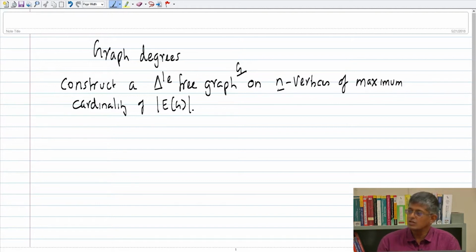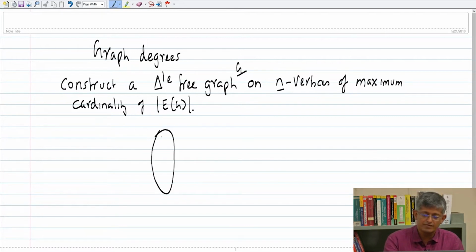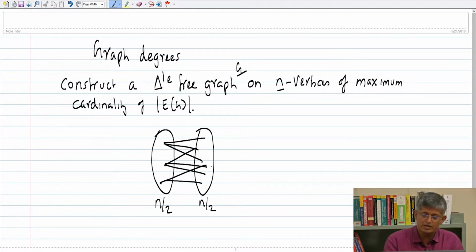So the question is, the goal is to maximize the number of edges, satisfying a certain property. The property is that there should not be any triangles. Somebody comes up and says, look, here is this graph, n is even, I put n by 2 vertices here, and I put n by 2 vertices here, and put all these edges. In graph theoretic notation, this graph is called K n by 2 comma n by 2. Right? So obviously the number of edges that you see is n square by 4.